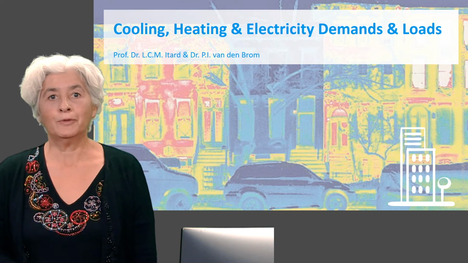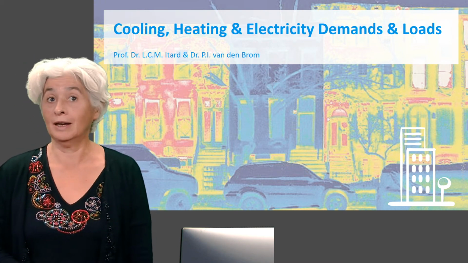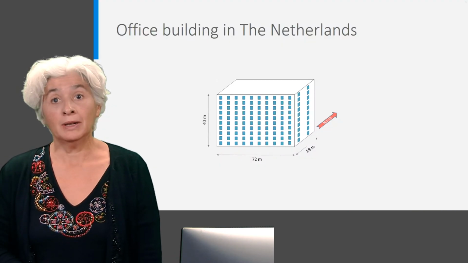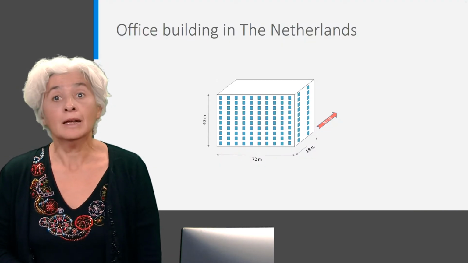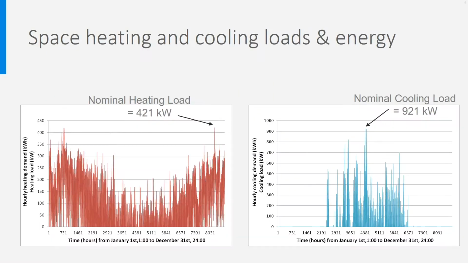Let's come to the summary of the first activities around the relative values of heating, cooling and electricity demands and powers. This is the building under study, an office building located in the Netherlands, a temperate climate. The simulated hourly loads are shown in the figure. The nominal heating load is 421 kW, the nominal cooling load is 921 kW.